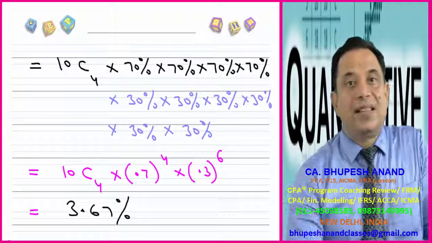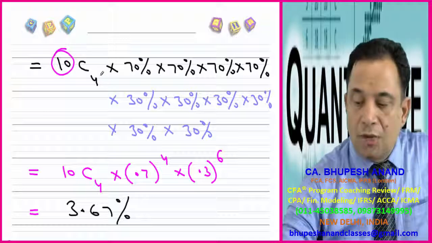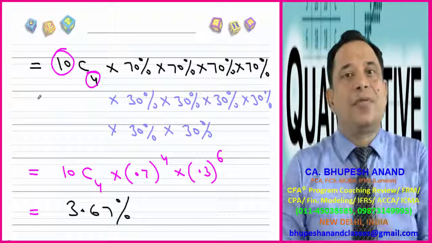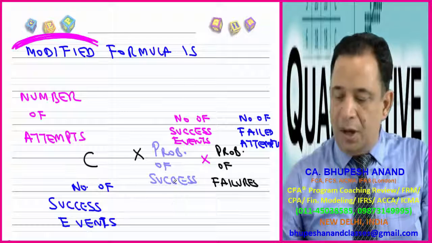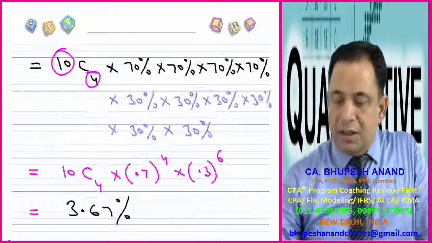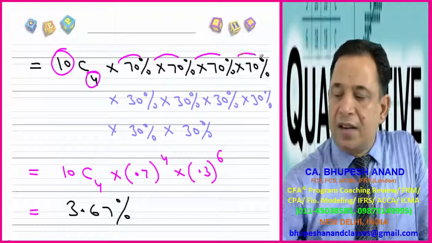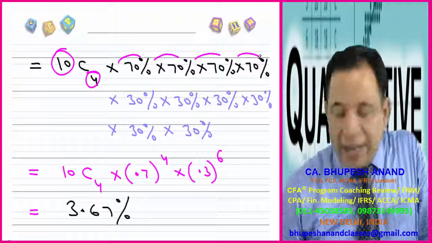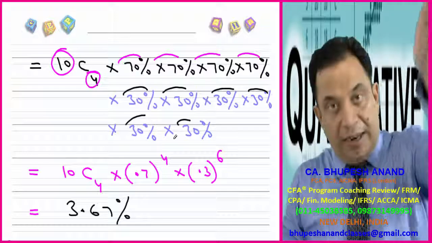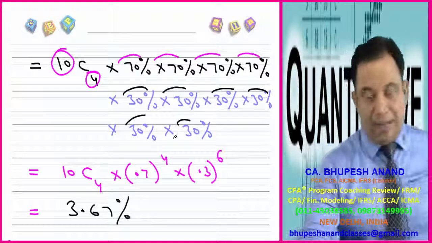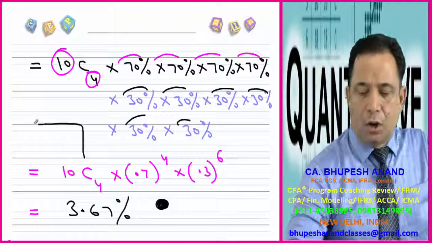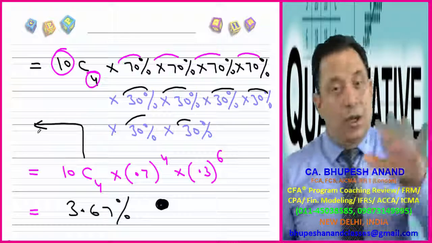Then I can calculate like this: 10C4, total number of matches, combination of 4, I want to win 4, into the probability of winning, that is 70%, raised to the power number of success events, 4. So I have multiplied 70% 4 times because I want to get success 4 times, into the probability of not getting success, 30%, raised to the power of the number of failures, that is 6, so that's why I have multiplied it 6 times. So if I solve it, I can calculate 3.67%. Now this I have already told you, how we can calculate with the help of a calculator, so I'm not going into that.